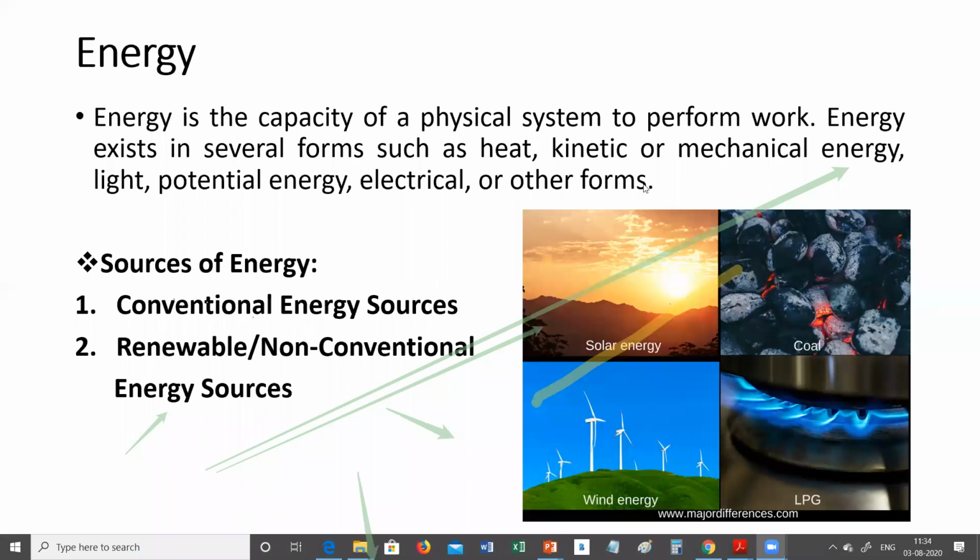Sir. Okay, can you able to see the image? It is showing the solar energy, coal, wind energy, LPG. Can you identify which are the conventional and which are the non-conventional?